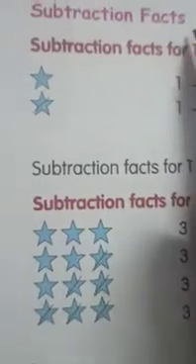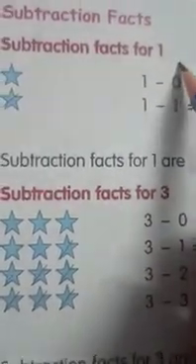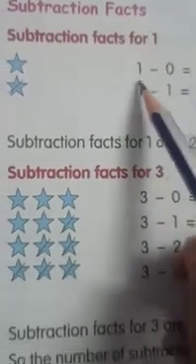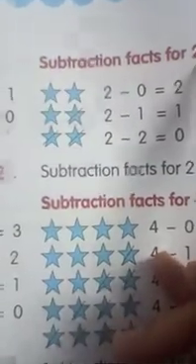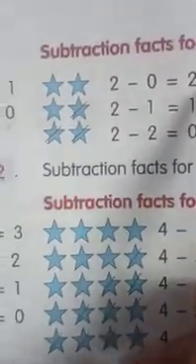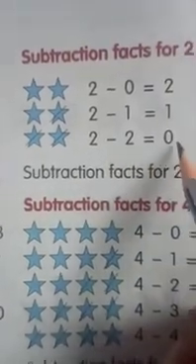Next topic here is subtraction facts. Subtraction facts for 1. For number 1, 1 minus 0 is 1. 1 minus 1 is 0. Subtraction facts for 2. 2 minus 0 is 2. 2 minus 1 is 1. And 2 minus 2 is 0.